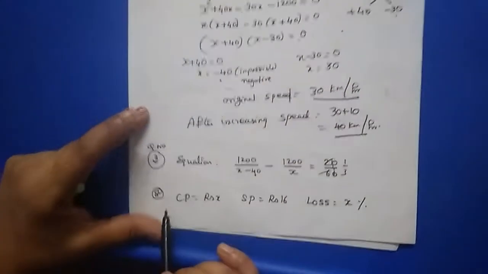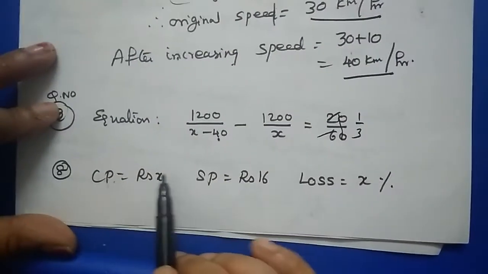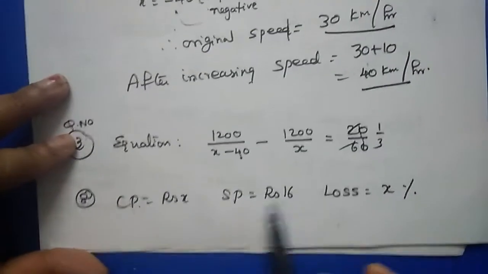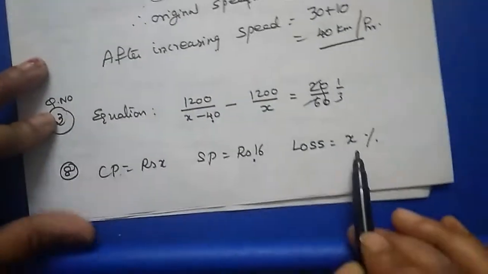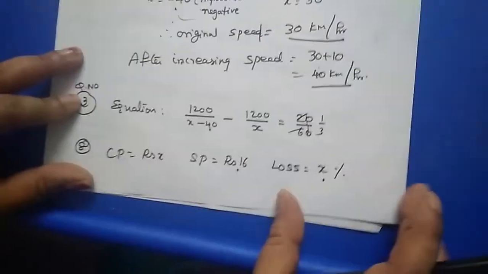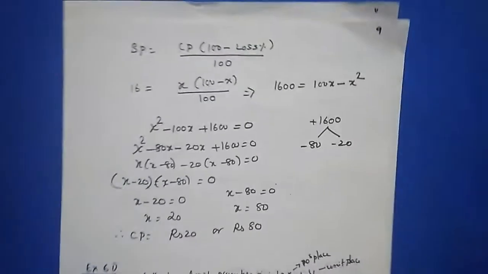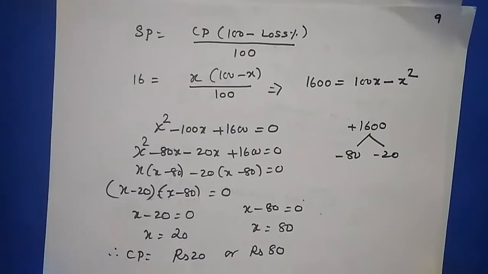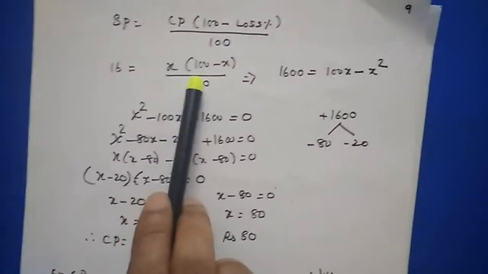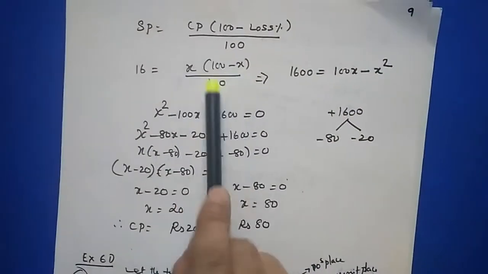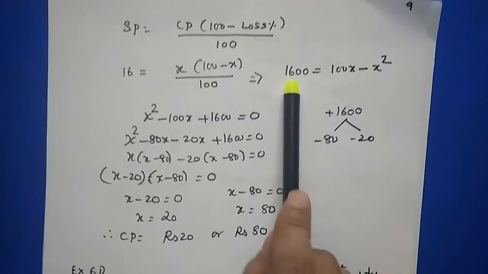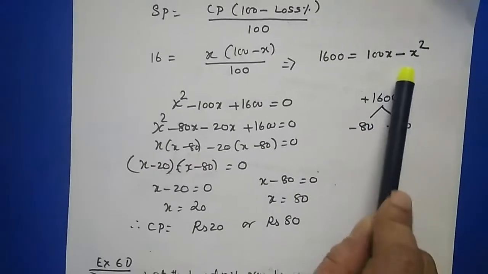Okay, come to question number 8. The cost price is given as x rupees, the selling price is given as 16 rupees, the loss is x percent. You have to find the CP. Already I gave the formula. SP is equal to CP into 100 minus loss percent by 100. So 16 is equal to, in the place of SP 16, x into 100 minus x, loss percentage by 100. So cross multiply, 1600 is equal to 100x minus x squared.